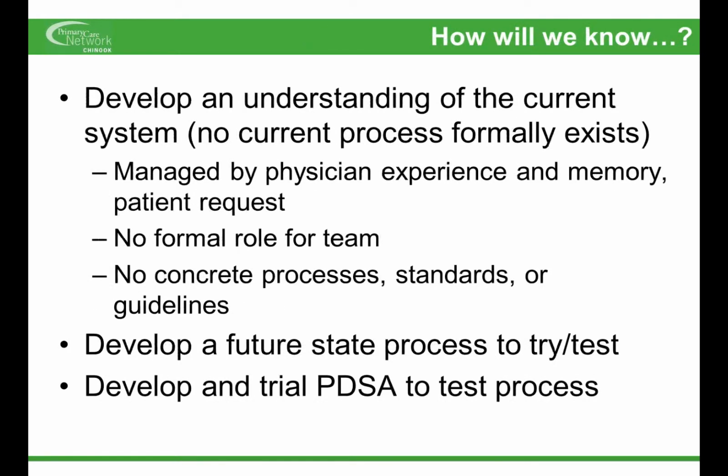The next question in the model for improvement is, how will they know that the change they've made is an improvement? They decided that in order to know that they were going to make an improvement, they would have to develop an understanding of the current system. And they recognized quite quickly that there was no current process that formally existed. There were a number of physician-specific practices, and many of them working well, but they had no formal process. Many of the processes were managed by experience and memory, or by patient request. There was no formal role for the team, and especially for the RNs and LPNs who were newly hired. And there were no concrete processes, standards, or guidelines that were being followed at a clinic-wide level.